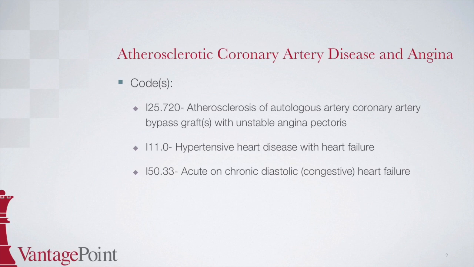Under bypass graft, we need to find autologous artery, as documentation states that the bypass is an autologous arterial graft, meaning it's an artery from the patient's own body. Since documentation also states unstable angina, the word with is indented below autologous artery, followed by angina pectoris, and indented below this is the term unstable, which points to code I25.720, which you would then confirm in the tabular list.